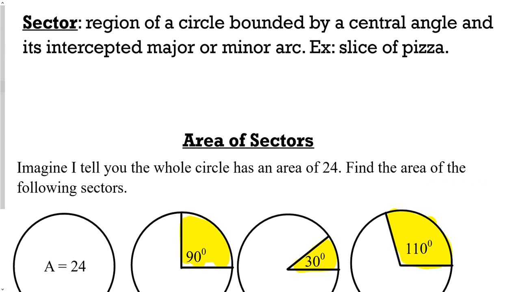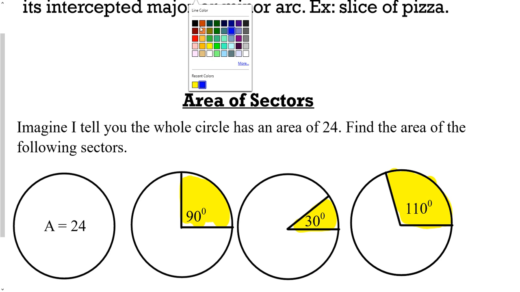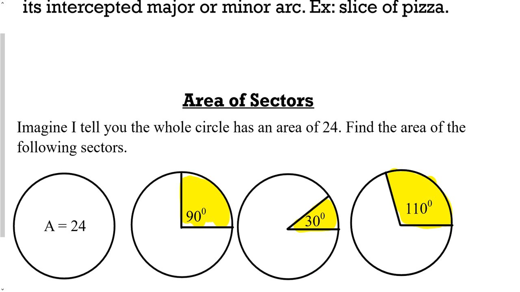Okay, so sectors. A sector is a region of a circle which is bounded by a central angle and its intercepted major or minor arc. So let's see what that means. So these yellow slices here are what we call sectors. They are a central angle. So any angle whose vertex is at the center is a central angle. So these are all central angles.